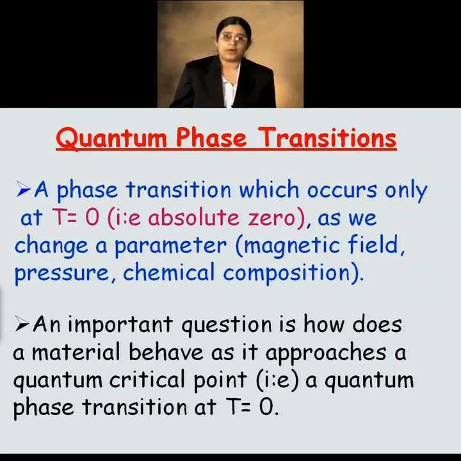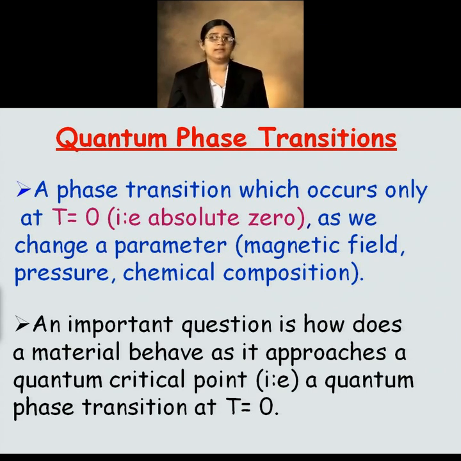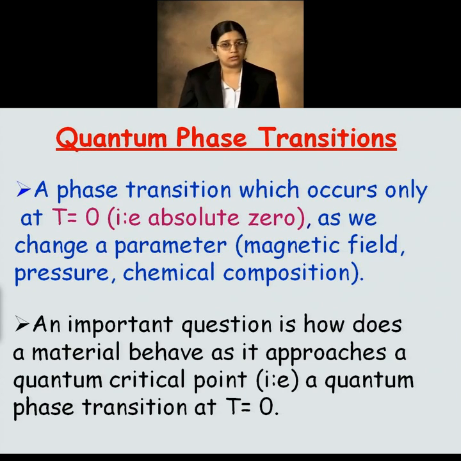A quantum phase transition is a phase transition which occurs at absolute zero temperature as we change a parameter, which could be the magnetic field or pressure or the chemical composition. Now, an important question which arises here is, how does a material behave as it approaches a quantum critical point, that is a quantum phase transition at T equal to 0.